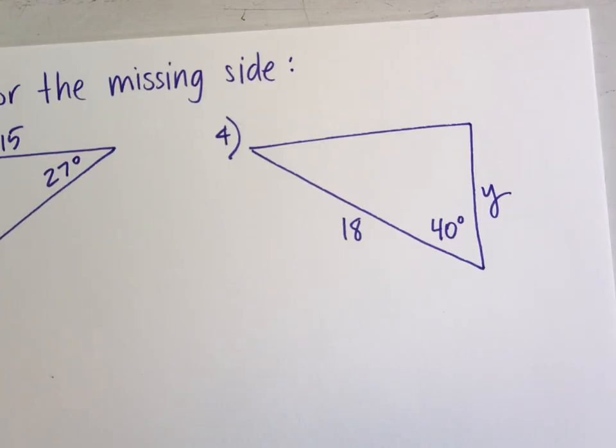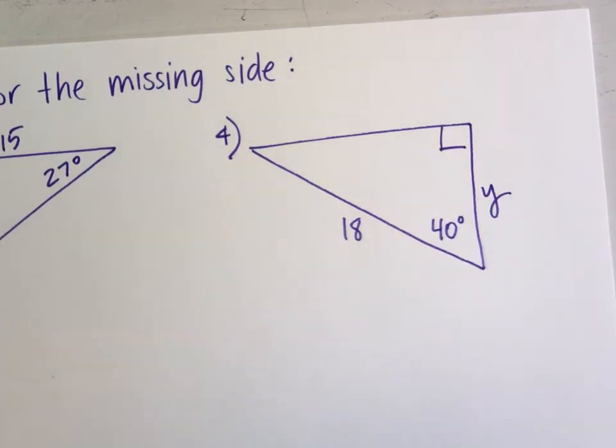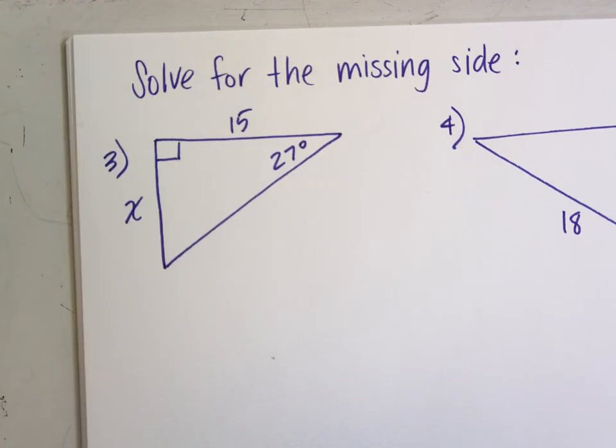These are two problems asking me to find a missing side of a right triangle, and they're not 30-60-90 triangles. They're not 45-45-90 triangles. I don't know two sides, so I can't use the Pythagorean theorem. I have to use right triangle trig. I have to use sine, cosine, or tangent. So I wanted to talk to you about how to do that.